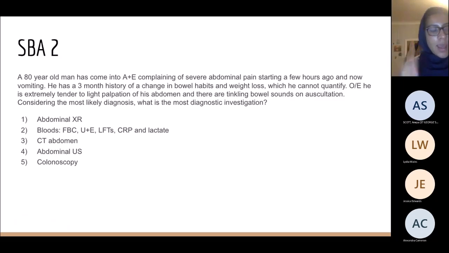SBA 2. An 80-year-old man has come into A&E complaining of severe abdominal pain starting a few hours ago and now vomiting. He has a 3-month history of change in bowel habits and weight loss, which he cannot quantify. On examination, he is extremely tender to light palpation of his abdomen, and there are tinkling bowel sounds on auscultation. Considering the most likely diagnosis, what is the most diagnostic investigation? So I'll give you guys some time to answer that question.